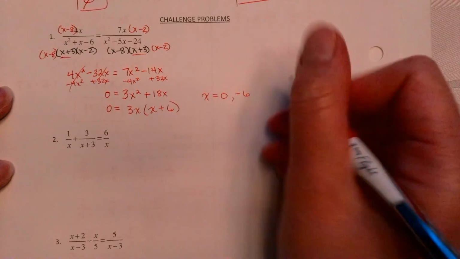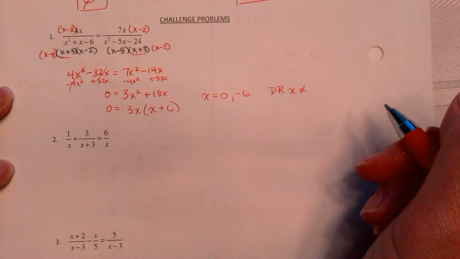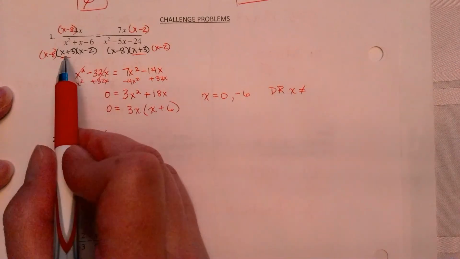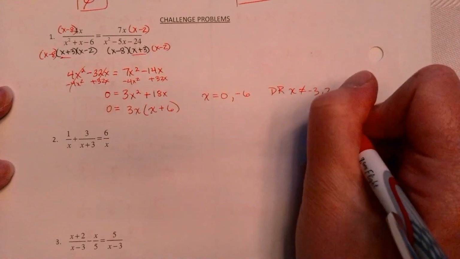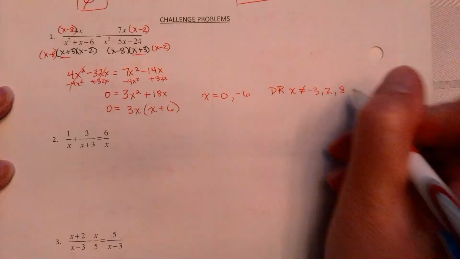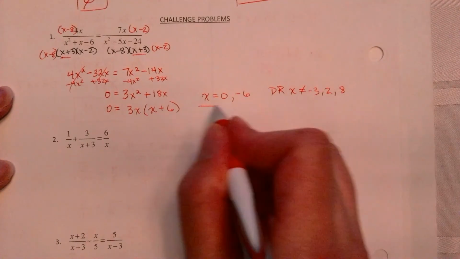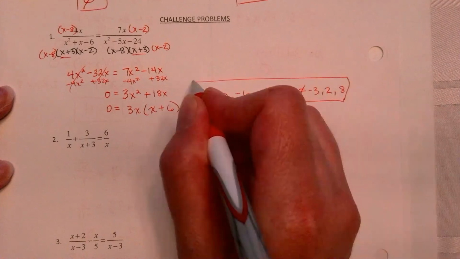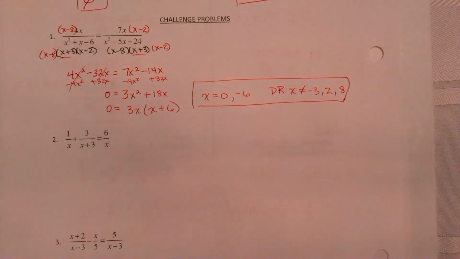Do I have any domain restrictions that interfere with my answer? Go back up to the original denominator. X cannot be negative 3. X cannot be 2. X cannot be 8. And again, we had that negative 3. So my domain restriction does not overlap with my answer, so I should not have any extraneous solutions. And what you could do is take the time, take your answers, plug them in, and make sure they work.